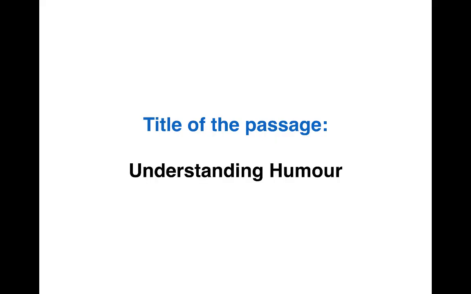Let's look now at how we get the correct answers. The first thing we always do is look at the title of the passage. In this case, it is Understanding Humour. So we know that this passage is going to be about the topic of humour, funny things. Then we don't read the whole passage. We never do that. We go straight to the first question.